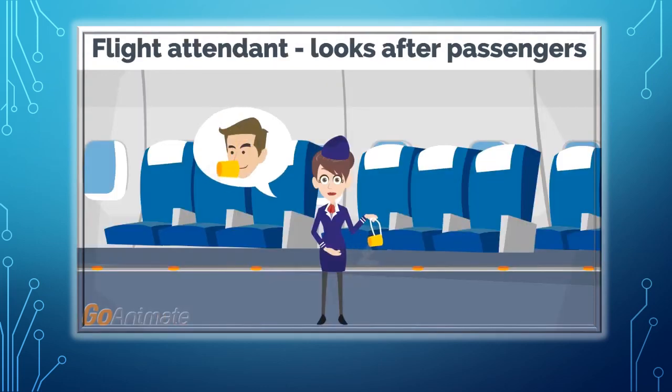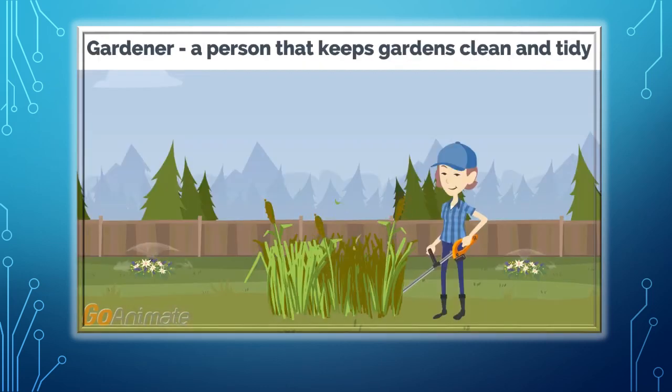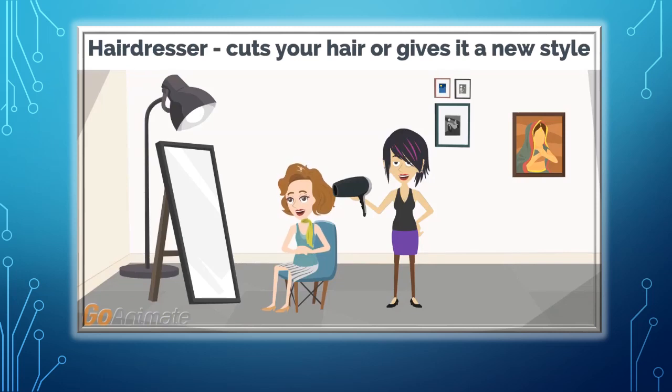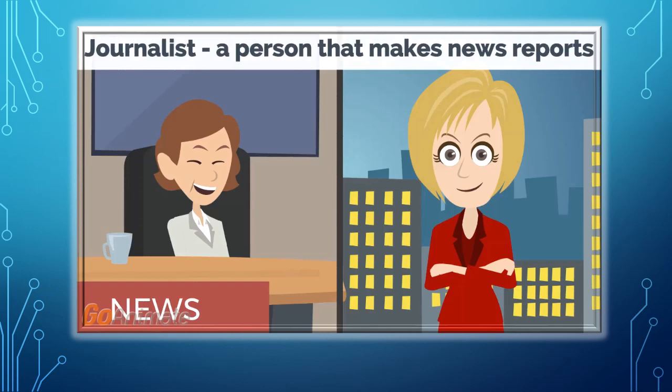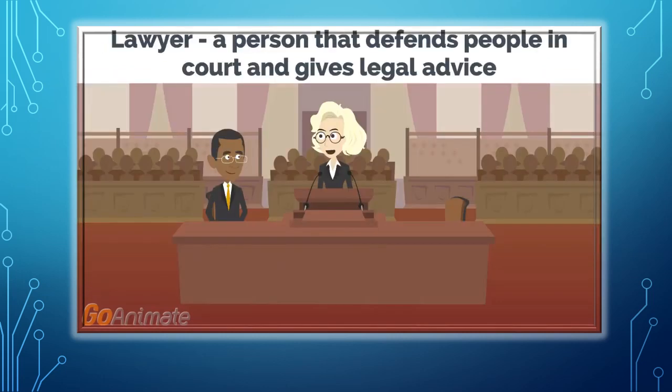Flight attendant, looks after passengers. Florist, a person that works with flowers. Gardener, a person that keeps gardens clean and tidy. Hairdresser, cuts your hair or gives it a new style. Journalist, a person that makes news reports. Judge, a qualified person that decides cases in a law court. Lawyer, a person that defends people in court and gives legal advice.